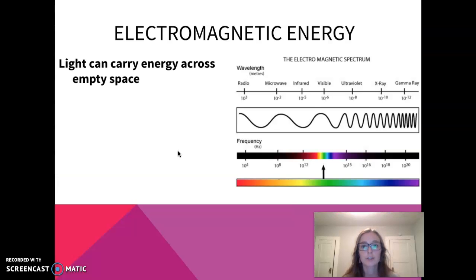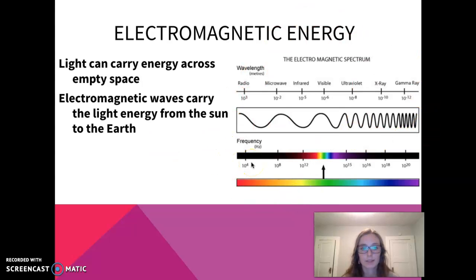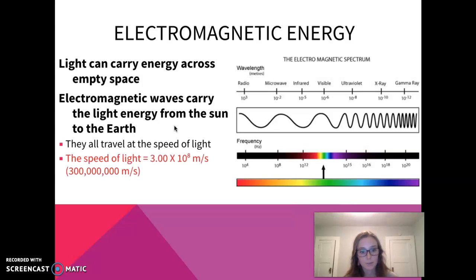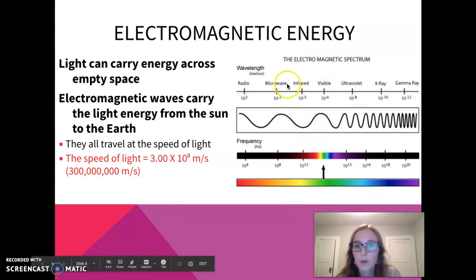Next, we also have electromagnetic energy, and this is the idea of light can carry energy across an empty space. So these are electromagnetic spectrums. The electromagnetic waves carry the light energy from the sun to the earth. They all travel at the speed of light, and the speed of light is 3.00 times 10 to the 8th meters per second. And later on in the semester, we'll talk more about this number and the speed of light. But right now, what's important is the idea of this electromagnetic spectrum.